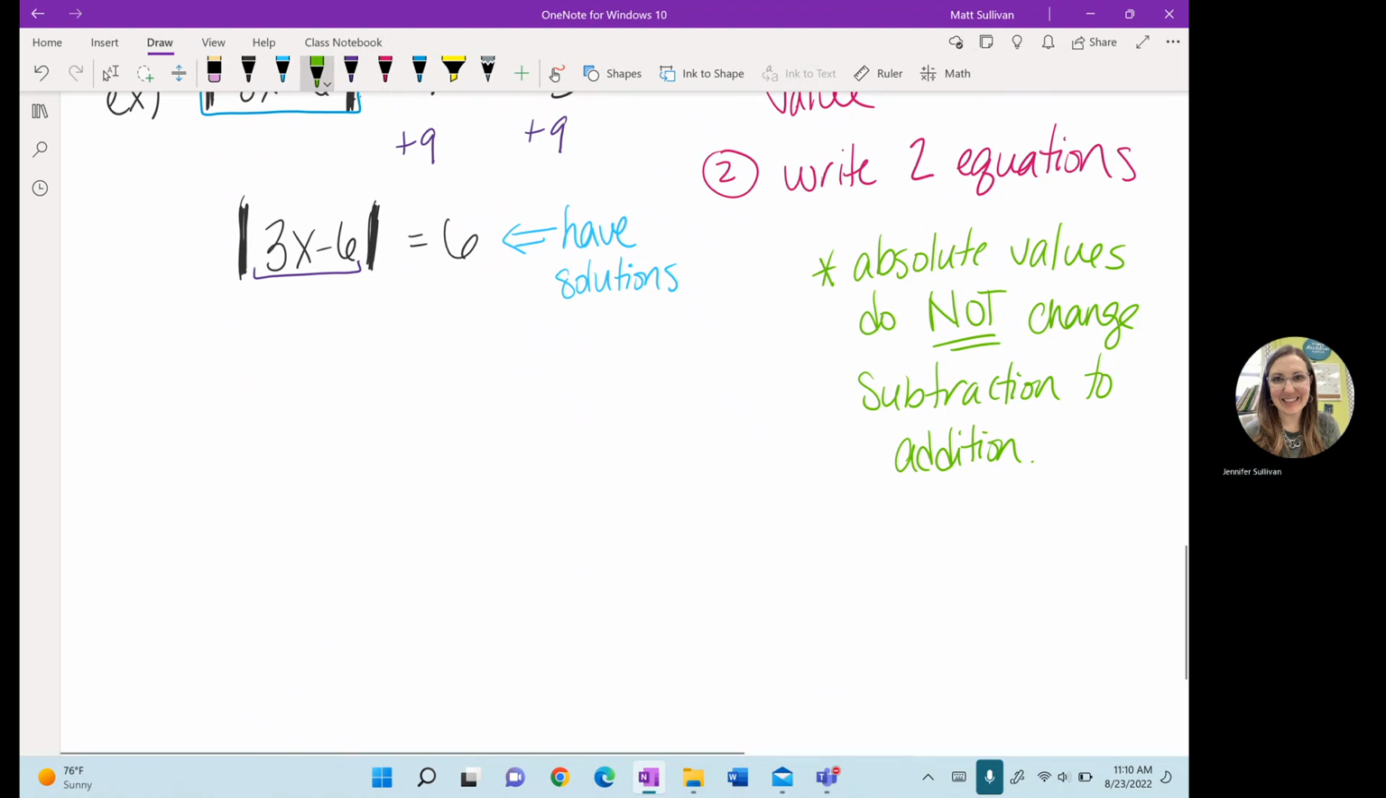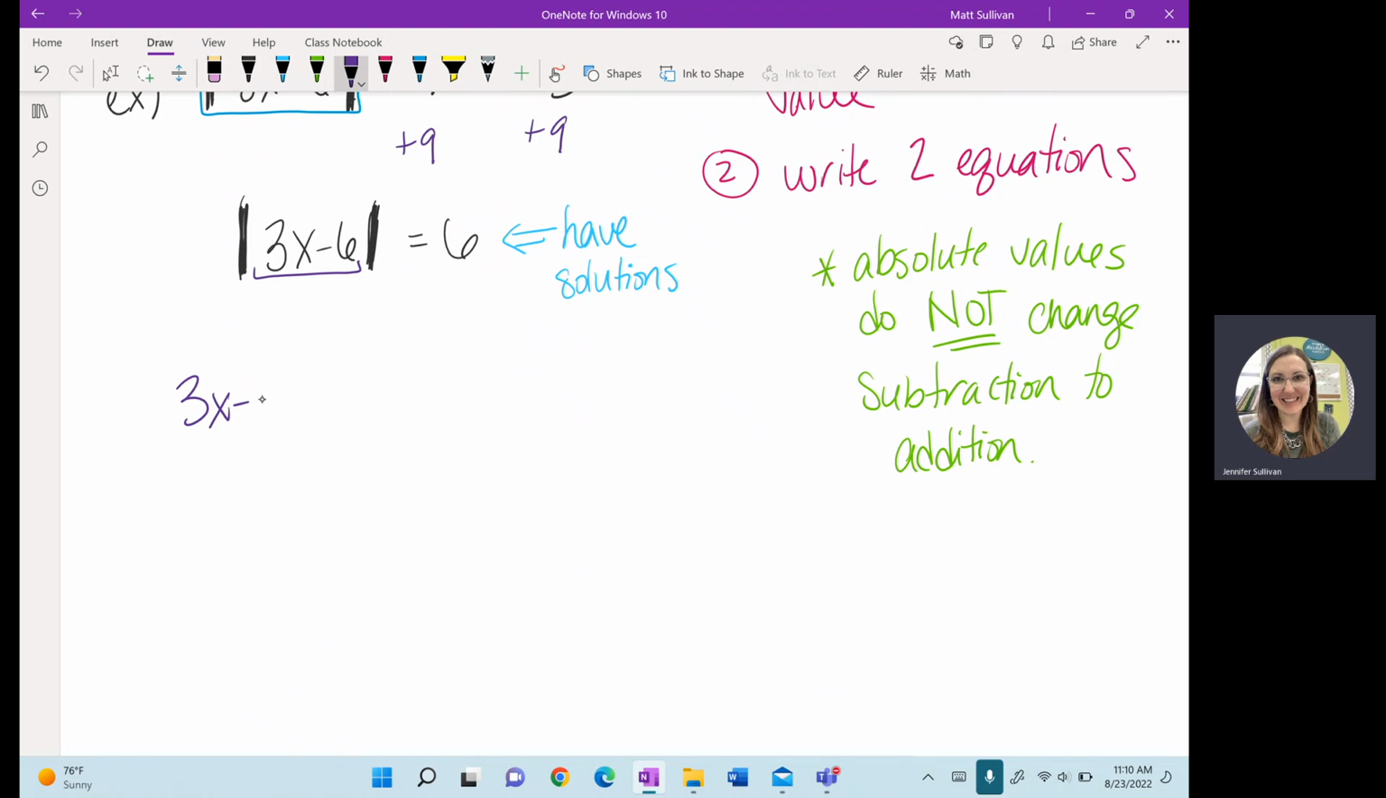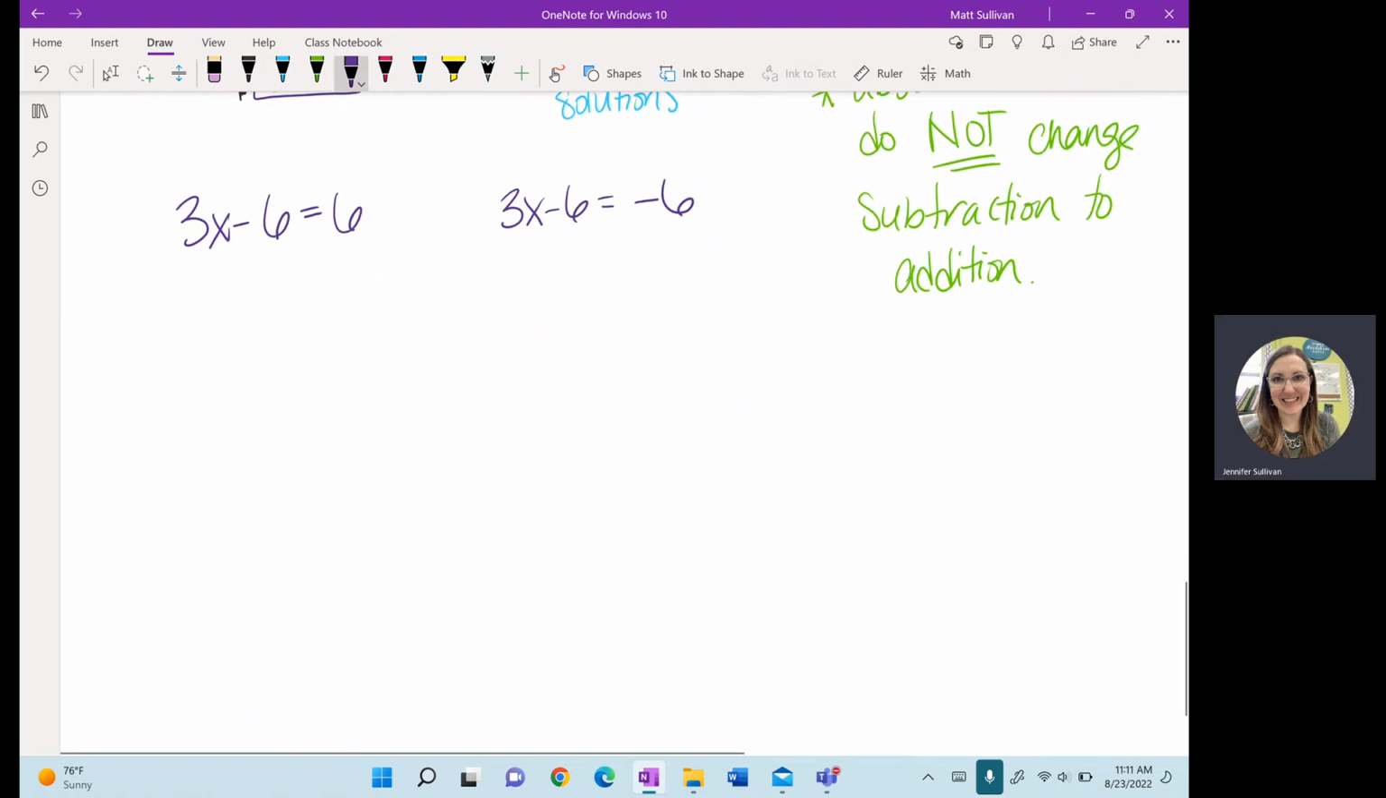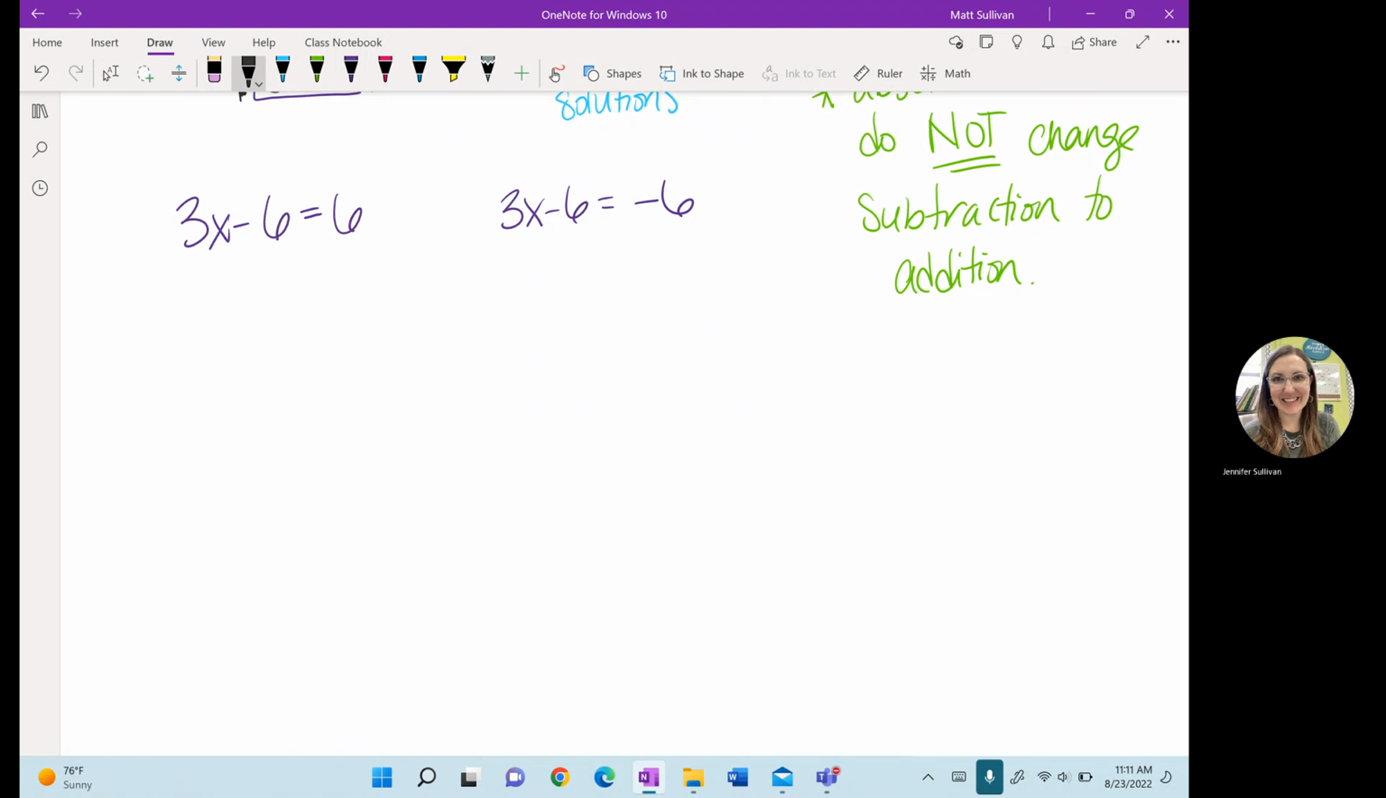Okay. So we're going to take what's inside right as it is, 3x minus 6. We're going to write our two equations. We're going to set this equal to positive 6 and set it equal to negative 6. And now we solve each of these two equations individually.